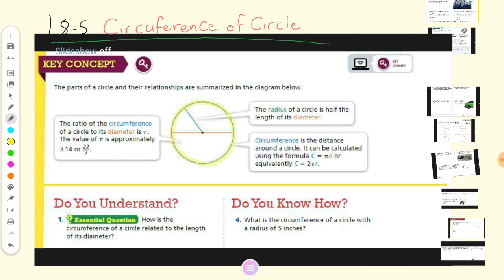Before we start, we must know that the circle must have a center. The point in the middle of the circle is called the center of the circle. From the center of the circle to any point on the circle, we call this part R. R denotes the radius. So we call the distance between the center of the circle and the circle the radius.